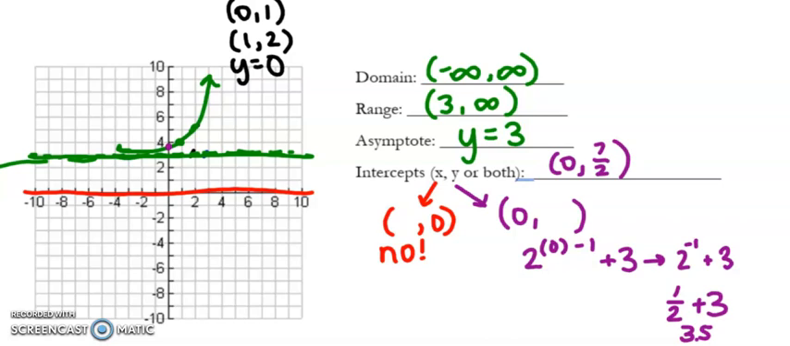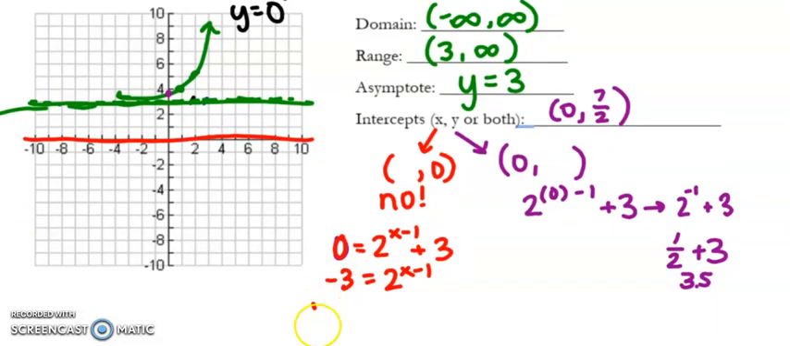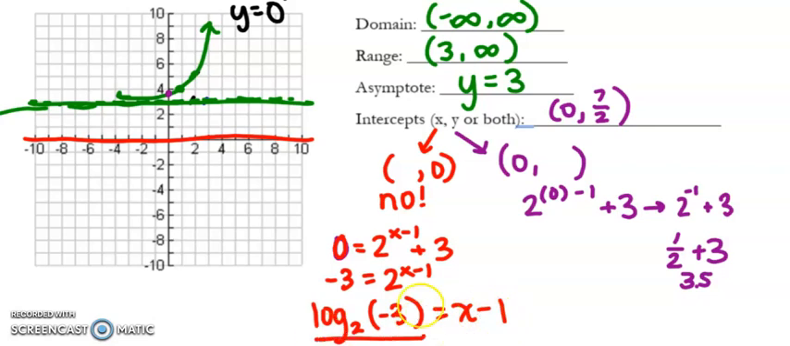If you wanted to find your x-intercepts by hand, you would say, okay, where does my whole function equal 0? And so you'd say negative 3 equals 2 to the x minus 1. And then you have to take a log base 2 of negative 3. But this can never happen because the domain of a logarithm is all positive numbers.